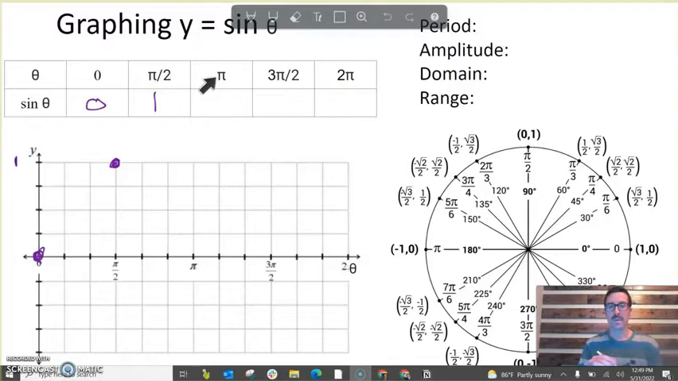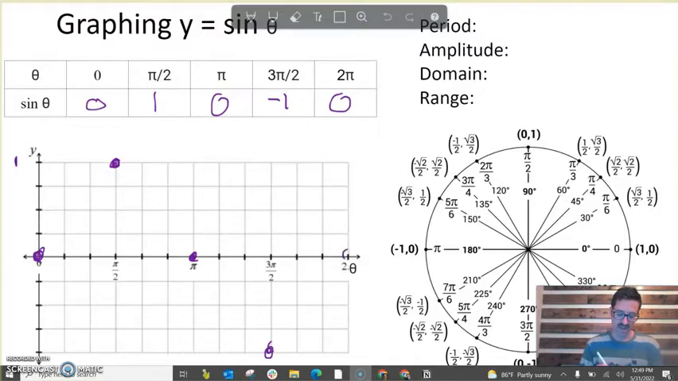And then we get to pi radians. If I keep traveling around to pi radians, aka 180 degrees, our y-coordinate is back to 0. And then if we go to 3 pi over 2, it's kind of getting cut off down here at the bottom of my unit circle, but at 3 pi over 2, aka 270 degrees, that y-coordinate is -1. And then we get back to 2 pi, which is coterminal with 0 radians, so we are back to 0.